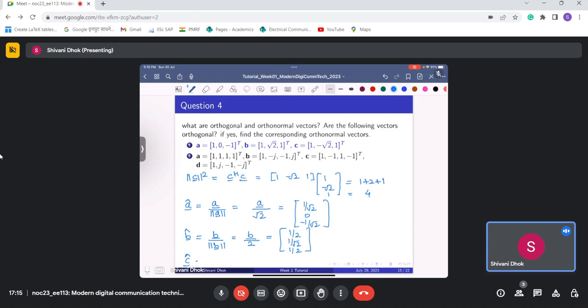Similarly, we have the C hat, which is equal to C upon norm C, which is C upon 2, which is again 1 by 2, minus 1 by root 2, and 1 by 2 transpose. So now this set here that we have obtained is basically a set of orthonormal vectors. Any questions here?